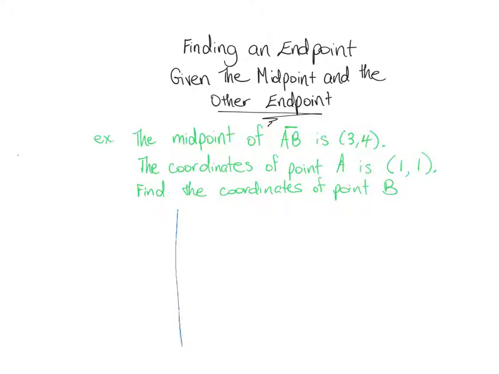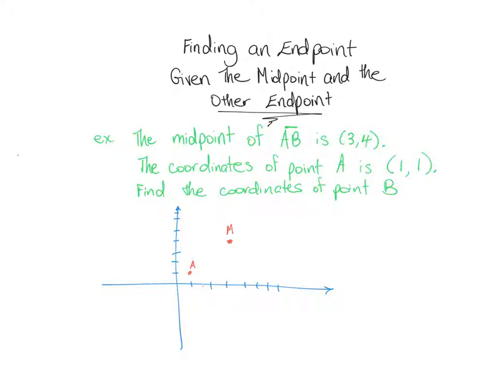So let us do a really rough sketch, and 1, 2, 3, 4, 5, 6 on the x-axis, 1, 2, 3, 4, 5, 6, 7 on the y-axis. Okay. All right, so point A is (1, 1) right here, and the midpoint is (3, 4). So that's 1, 2, 3, 1, 2, 3, 4. So right here, let's draw that in. Right here. All right, so that's the midpoint.